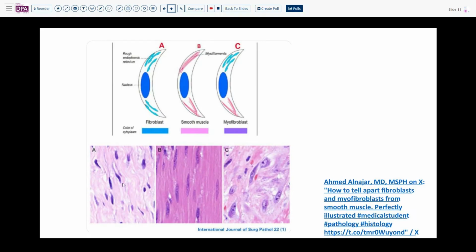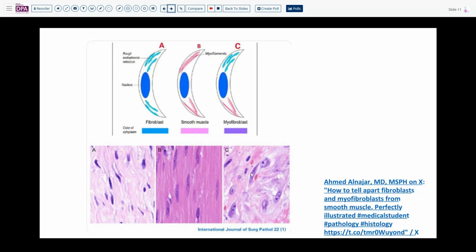So this is a fibroblast. And between these two, we can see this myofilament. Even in this comparison, we can see they are different in color and also shape. And then the last one is the myofibroblast. This one, we can see some overlapping of the cytoplasm. We have this rough endoplasmic reticulum, and we also can see this myofilament.